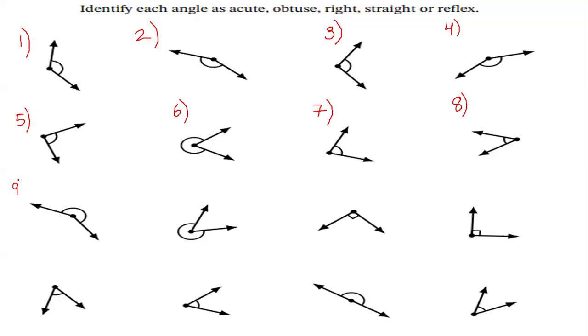Number 9, number 10, number 11, number 12, number 13, number 14, number 15, and number 16. So there's 16 of them. I want you to identify which is which. So you're going to use right, acute, obtuse, straight, or reflex.